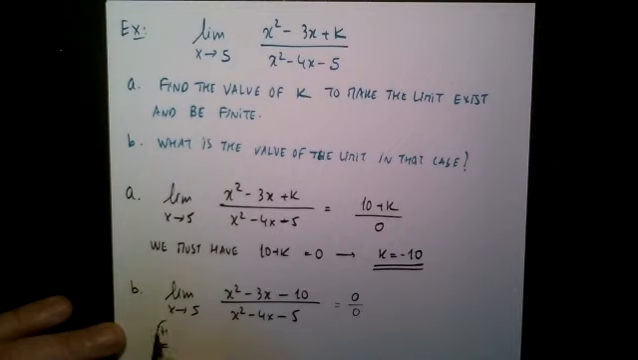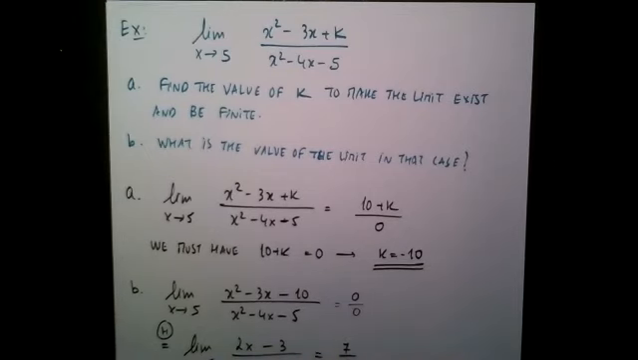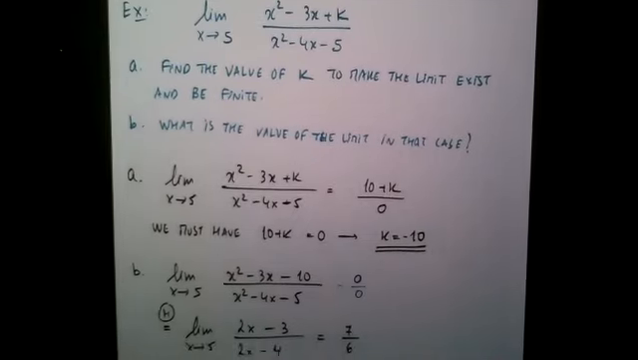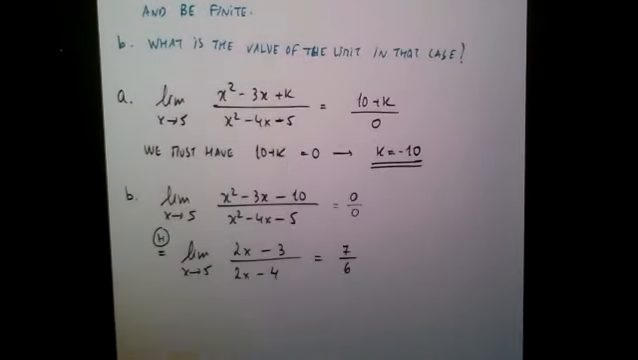I'll do L'Hopital's rule. The limit as x approaches 5 of (2x - 3)/(2x - 4). So 10 minus 3 over 10 minus 4 is 7 over 6. Oops, sorry, you can't see the bottom, I just realized.